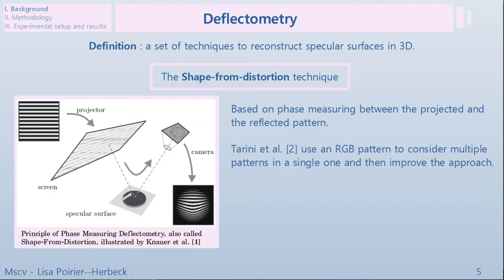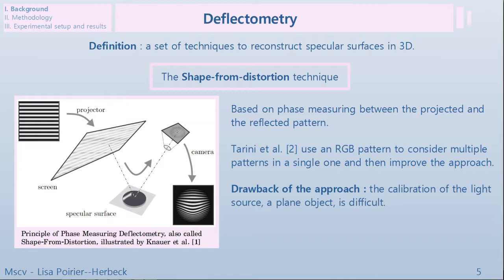To improve it, Tarini used an RGB pattern to consider multiple patterns in a single one. The main drawback of shape from distortion is that the calibration of the light source is very difficult since it is a plane object, like for example an LCD screen.